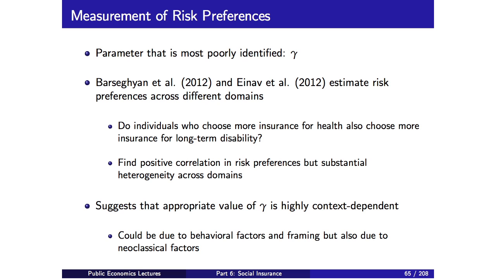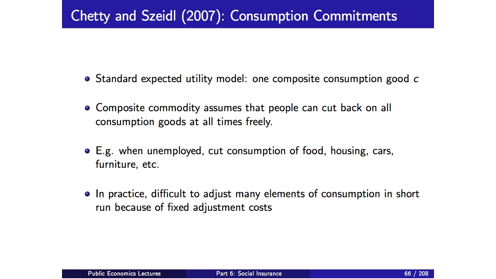What I want to point out here is it's not just behavioral factors and framing that might affect what the level of risk aversion people exhibit is, but also just standard neoclassical factors. And so let me talk briefly about this paper with Szeidl, which gives you one intuition for why risk aversion can vary a lot across settings. So it's this idea of consumption commitments. So in a standard expected utility model like the one we're working with, we always assume that there's just one consumption good C. So obviously people consume many different things. So what does that assumption actually mean in practice?